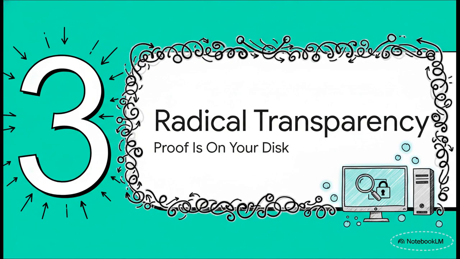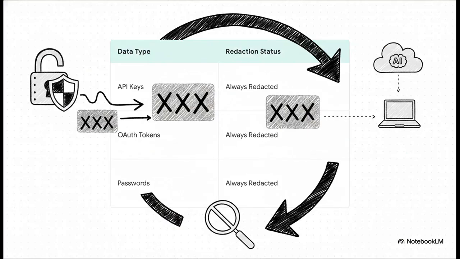Now, we've made a lot of claims here about local data and privacy, but we believe in radical transparency. So let's show you the proof, right on your own computer. Check this out. This is what happens even in the rare case you need to generate a diagnostic log for support. Look at this table. The most sensitive data, API keys, OAuth tokens, passwords, are always automatically redacted. They're literally scrubbed clean before the log is even created. This is what privacy by design actually looks like.